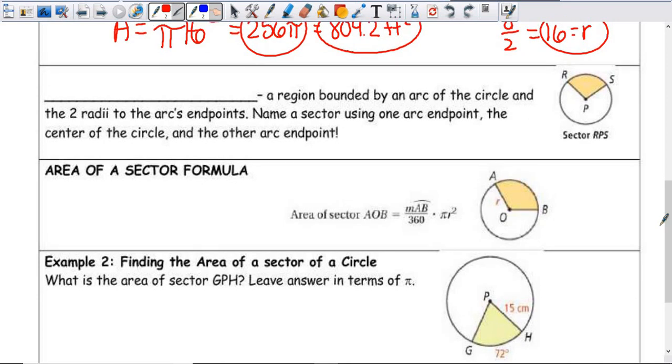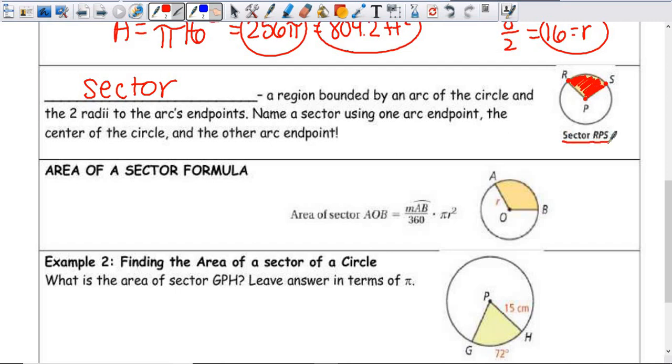The last thing we have is sectors, because we will be finding area of a sector. A sector is a region bounded by an arc of the circle and two radii to the arc's endpoints. So naming a sector, you can use one arc's endpoint, the center of the circle, and the other arc's endpoint. So all of this that is shaded right here is a sector. It's like a piece of pie. That's how I like to think of it.